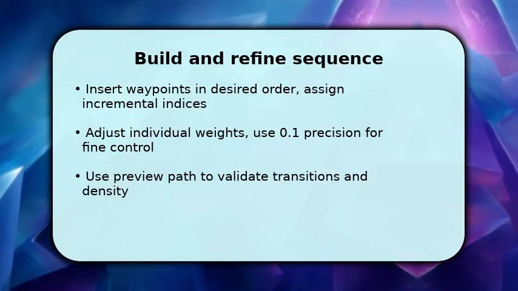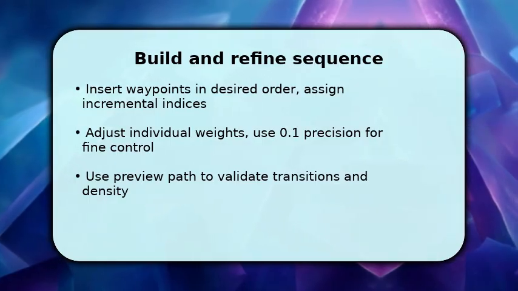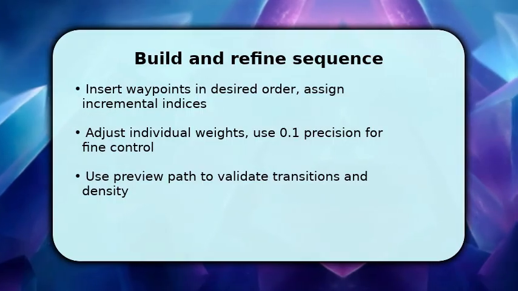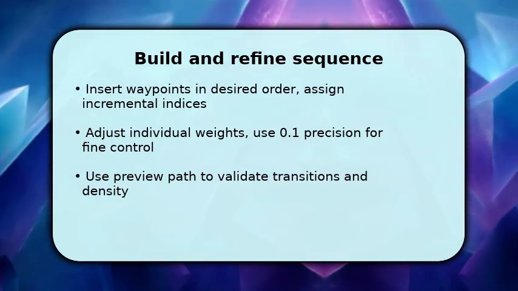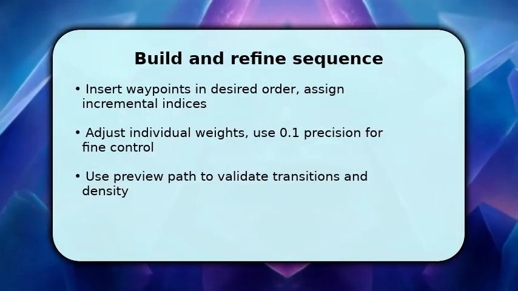Once several points exist, run the preview to visualize transitions and density. This highlights abrupt turns or clustering. If a segment looks wrong, modify adjacent weights or index spacing, because small changes propagate through the ordered algorithm.